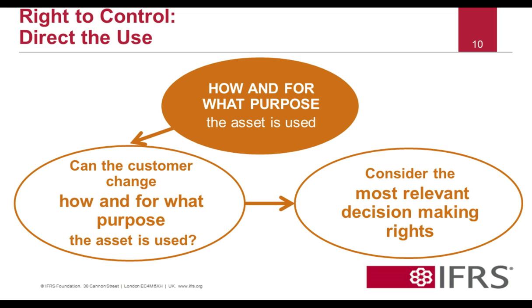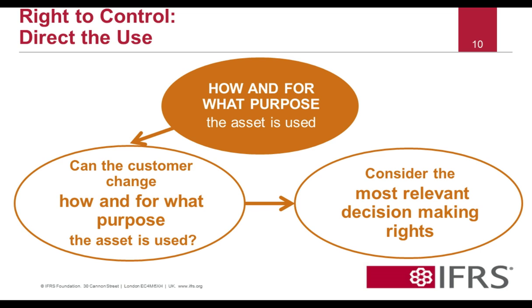Now, it is generally going to be the case that there are many decisions made about the use of an asset, and in some cases, these decisions will be split between the customer and the supplier. IFRS 16 requires entities to consider the decisions that are most relevant to changing how and for what purpose the asset is used. The relevant decisions will be the ones that affect the economic benefits that will arise from use of the asset. These relevant decisions are likely to vary from contract to contract and from asset to asset. Could you give some examples?